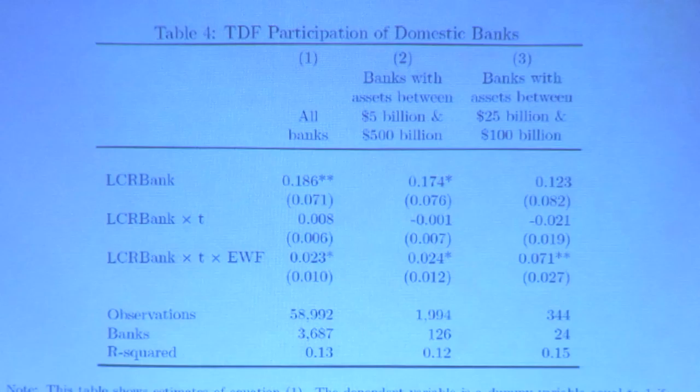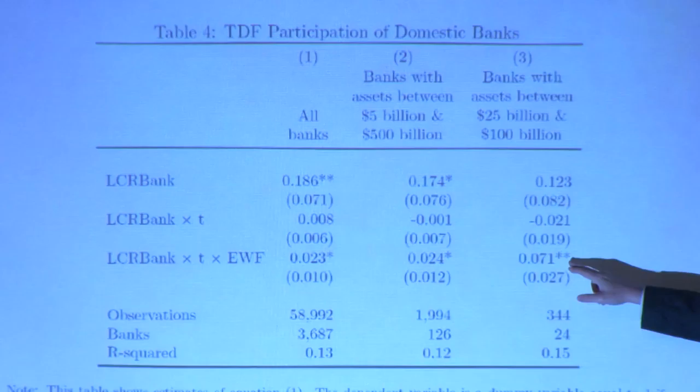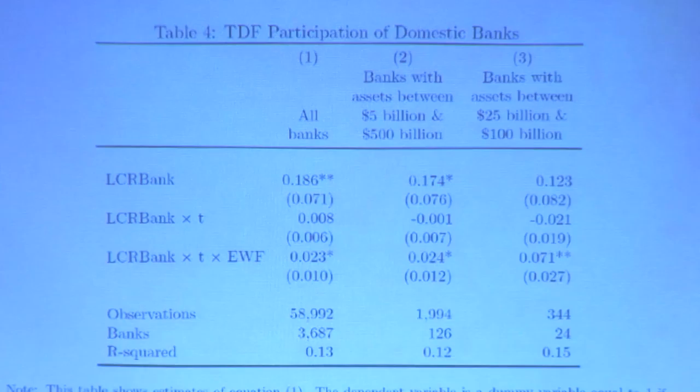in the term deposit facility. And this 0.071 is a large number, means that for every operation after the early withdrawal feature is introduced, we have 7% of the total group of banks that participates in the term deposit facility added to this group.